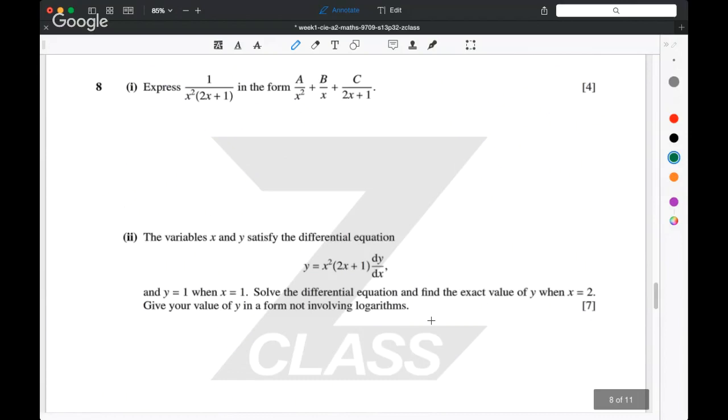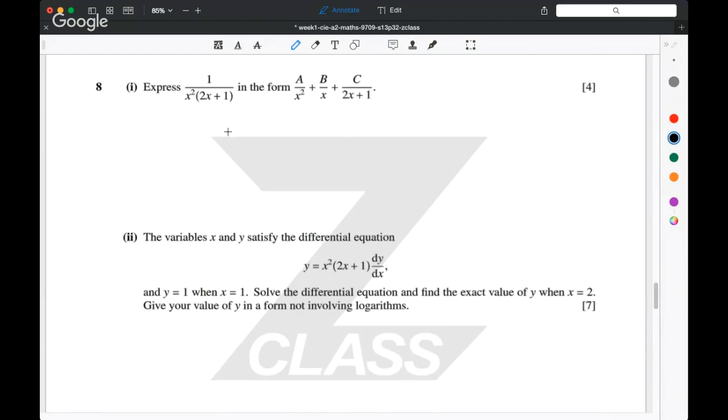Okay, question 8. This is fairly straightforward. This is a technique of factorizing things using partial fractions, and it's very, very useful in integration, as we will see in the next section of the question.